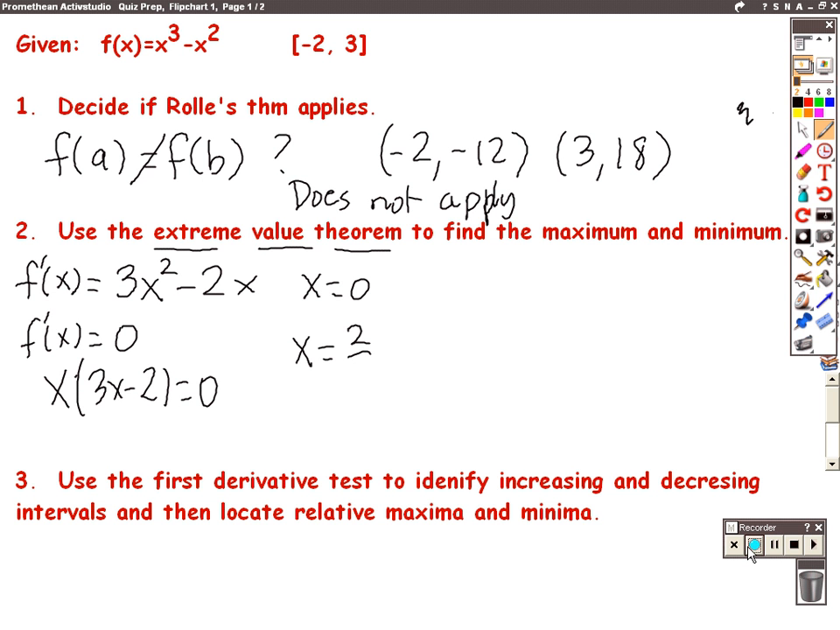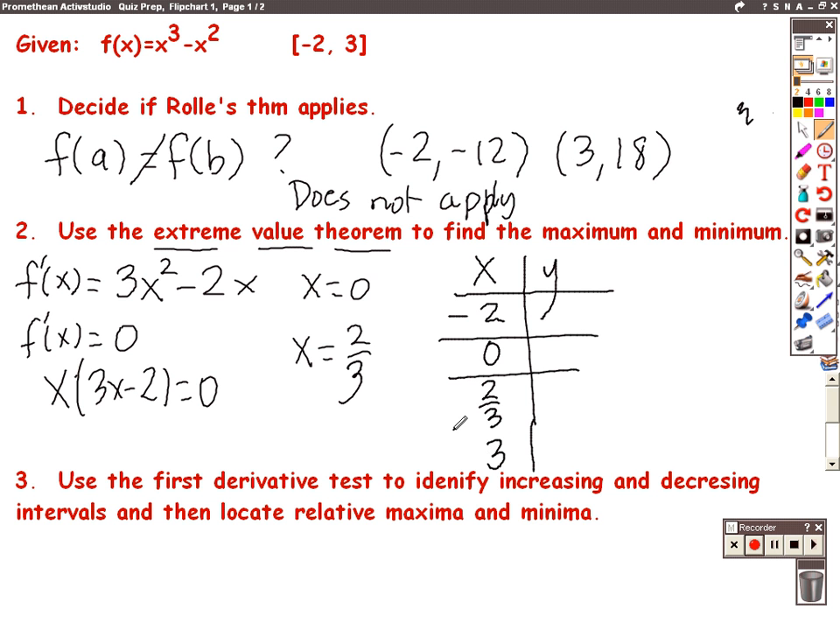Alright, so those are our critical numbers. We're going to make our table. Remember, we're trying to determine the highest y value and lowest y value. So I'm going to put in my endpoints and my critical numbers, because remember, those are the candidates, endpoints and critical numbers. I substitute those into the original function, and I'll get -12 when I input -2, 0 when I input 0, -0.148 when I input 2/3, and 18 when I input 3.